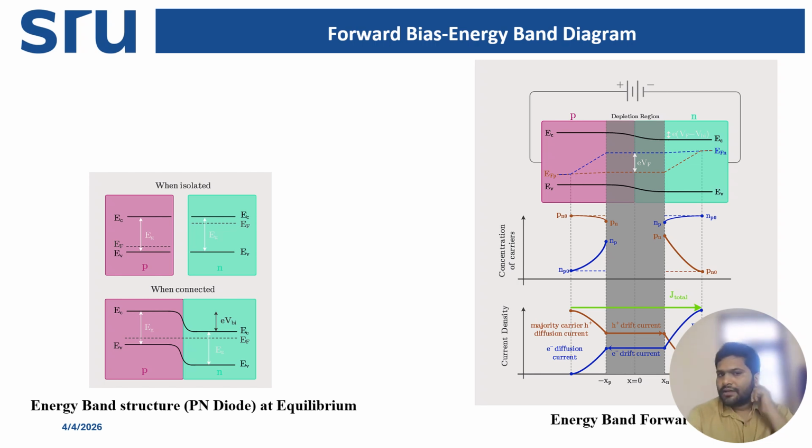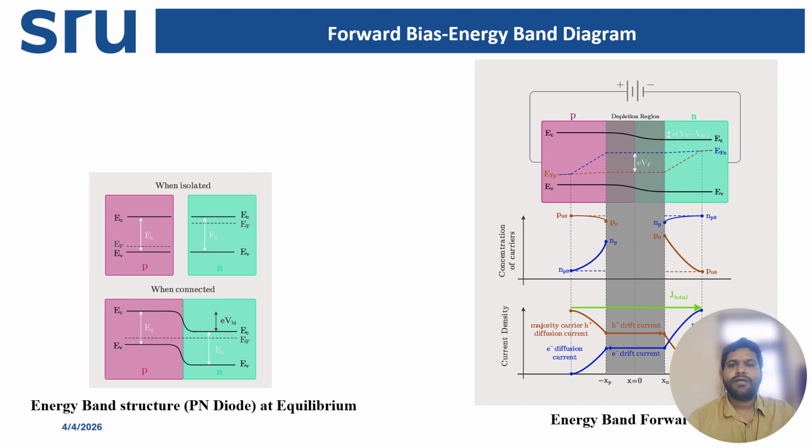Next is energy band gaps. How the energy band diagrams are shifted by applying the forward bias voltage. This explanation will help us understand what happens inside the semiconductor at microscopic levels when forward bias voltage is applied. So we can quickly revise the PN junction at equilibrium conditions.